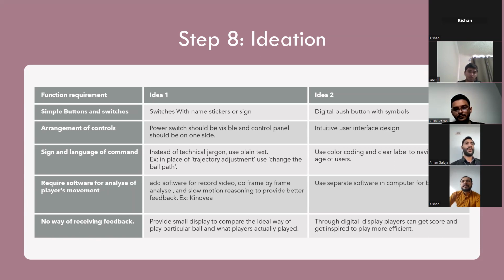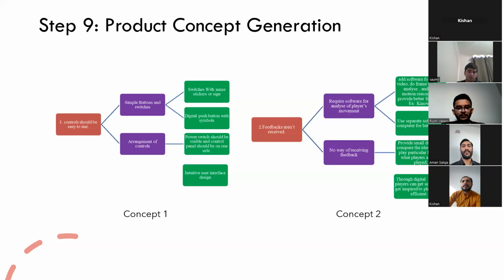So the next step is product concept generation. In product concept generation, we consider all the interaction errors we have discussed so far, all the customer requirements and functional requirements. After considering all those, we have made several concepts, and we have discussed and compared them with the customer requirements and how much they can fulfill all the requirements.